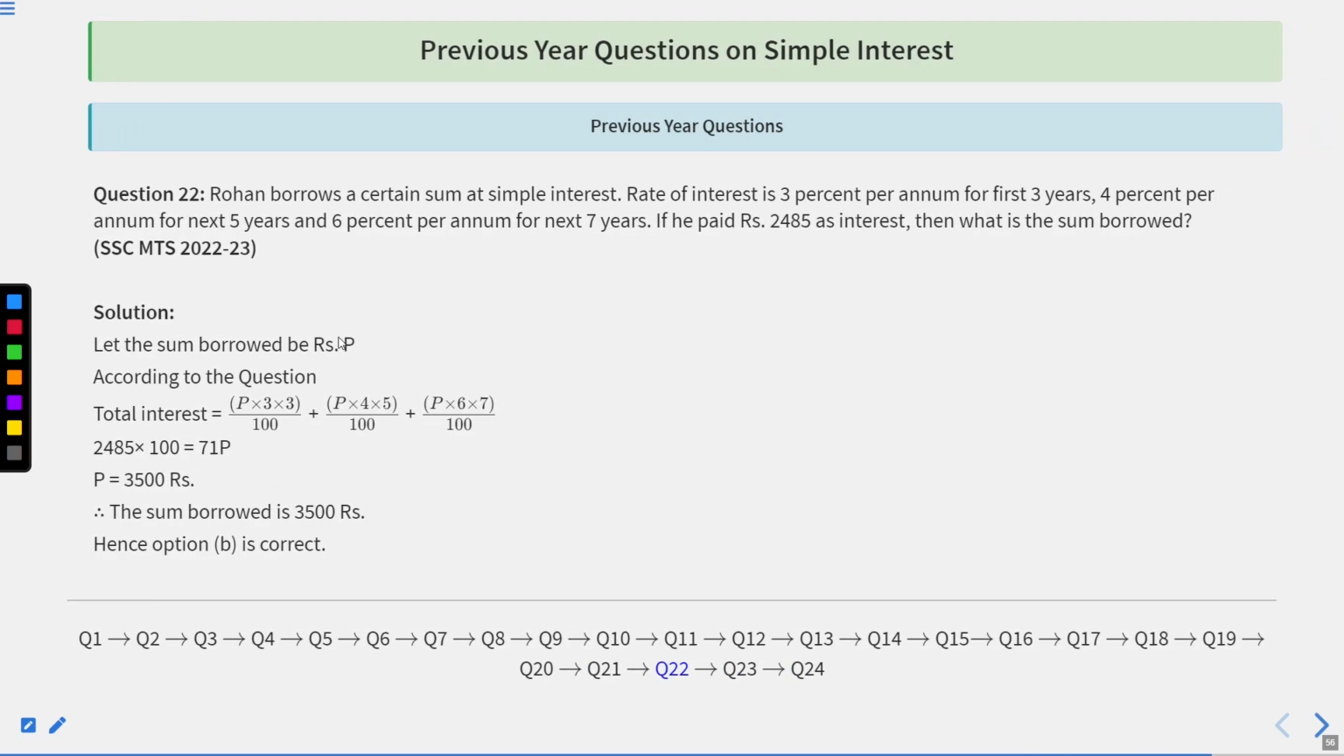So let P be the amount borrowed. According to the question, total interest is equal to P into 3 upon 100 plus P into 4 into 5 upon 100 plus P into 6 into 7 upon 100. So we have P equal to 3,500 rupees. So the sum borrowed is 3,500 rupees. So the correct option here is option B.